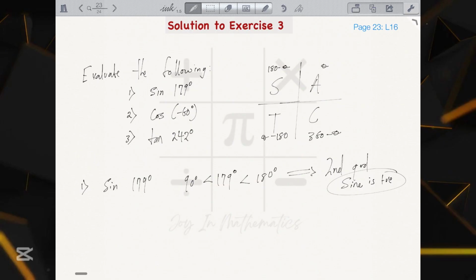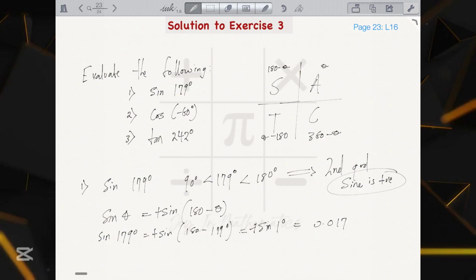Moving on, in the second quadrant, the acute angle formula is 180 minus theta. So therefore, sine theta is equal to sine of 180 minus theta. Now, since sine is positive, this will be positive. So sine 179 degrees is equal to positive sine of 180 minus 179 degrees. So this will give us positive sine 1 degree, and this will give us 0.0175.